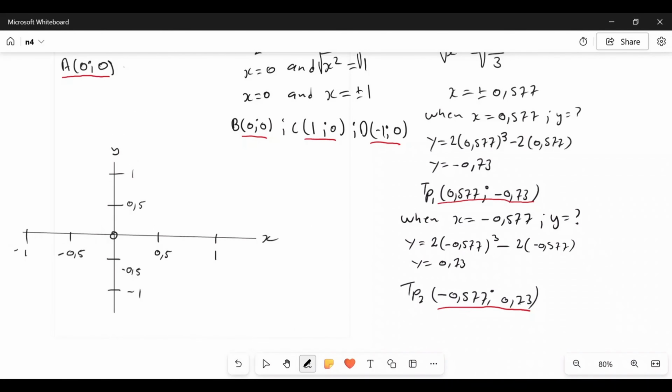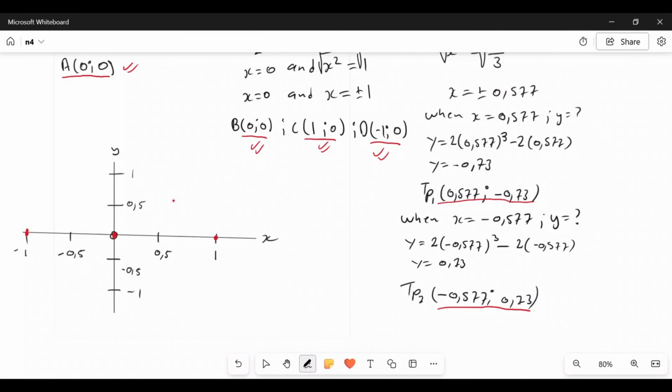Now let's start with point A. Point A, as you can see, x is 0, y is 0. So this here is going to be our point A, right? Let's look at point B. Point B and point A are the same. When x is 0, y is 0. So this is going to be point A and point B at the same time. Now let's look at point C. Point C, when x is 1, y is 0. So 1 is here and y is going to be 0 on the x-axis. Then let's look at point D. At point D, when x is negative 1, y is 0. So this here is going to be our point D, right? Because our x is negative 1 and our y is 0.